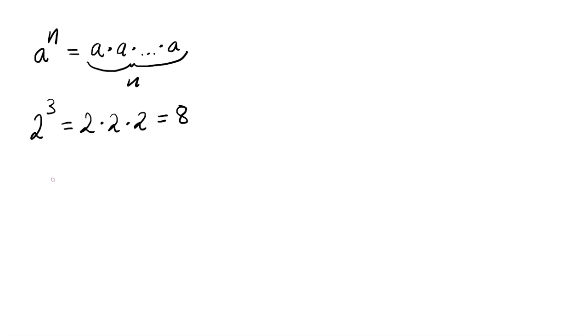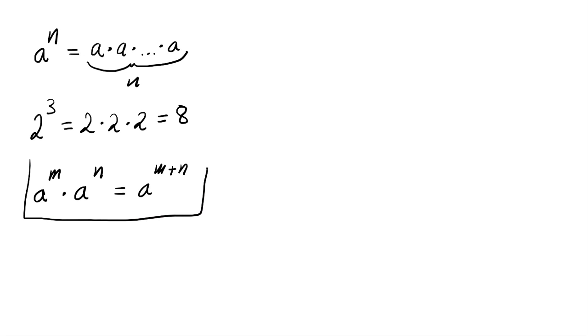Then we can write down several rules for manipulating exponents. For example, if we have a raised to the power of m multiplied by a raised to the power of n, we can write this as m plus n in the exponent. And this we can show if m and n are integers, or at least natural numbers. We can show it in the following way. So this is our first rule.